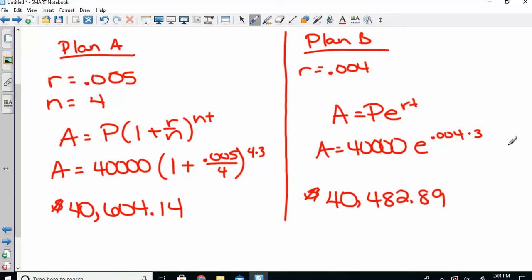So we're trying to figure out which one would be a better option. If you are investing your money, you want as much as you can get at the end, so we want to go with Plan A. Plan A. It's going to give us more money.